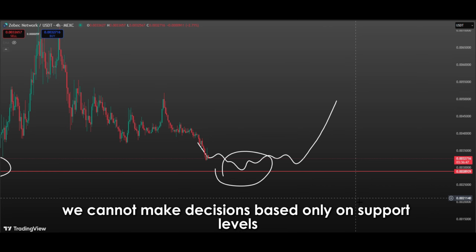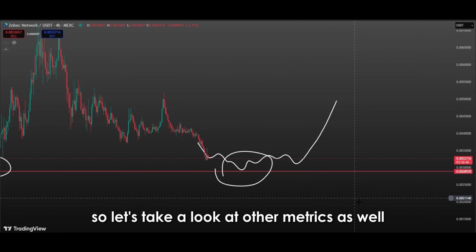But we cannot make decisions based only on support levels, so let's take a look at other metrics as well.